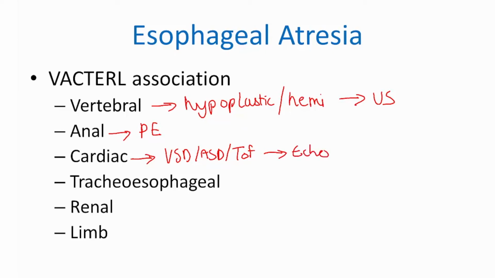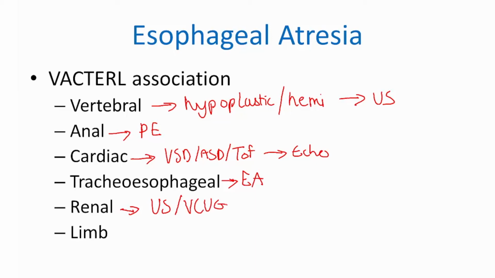The T and the E stand for tracheoesophageal, and these include defects such as esophageal atresia. We will get onto the diagnosis. The R stands for renal, and we can have one or both kidneys missing. We diagnose this with an ultrasound or a voiding cystourethrogram.